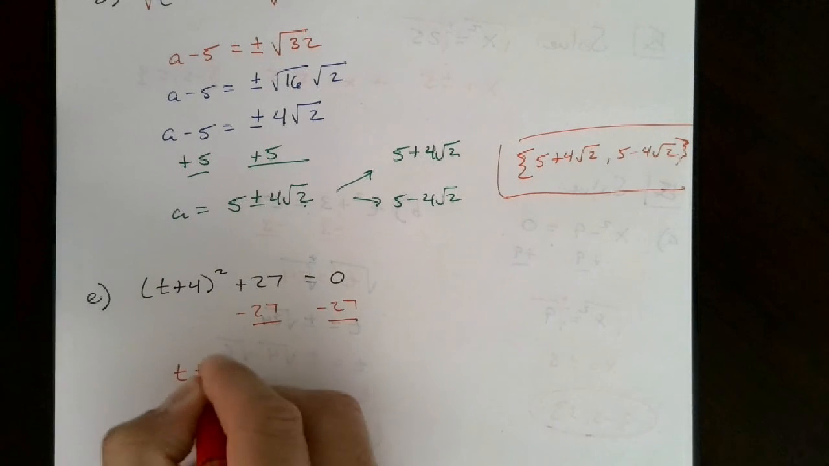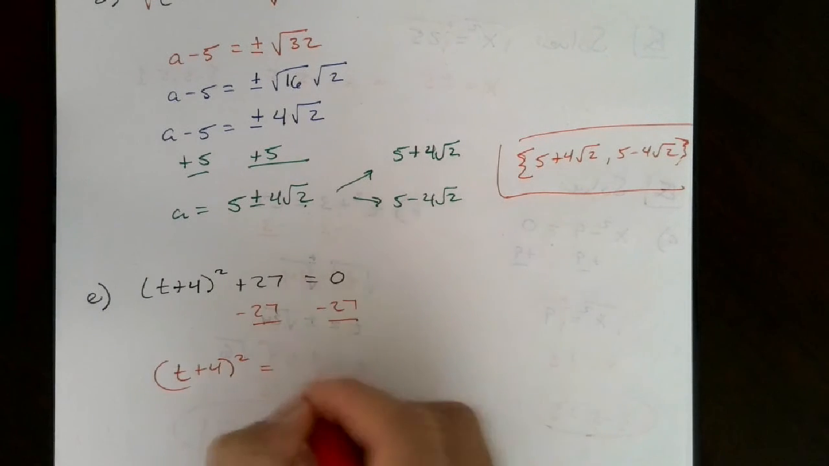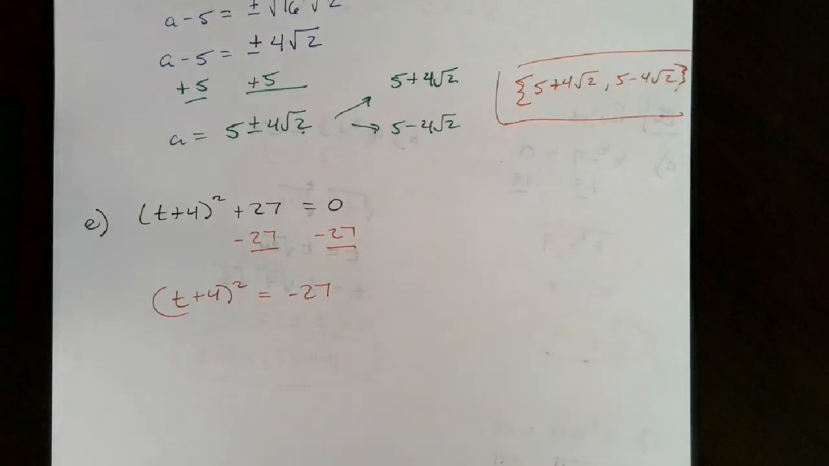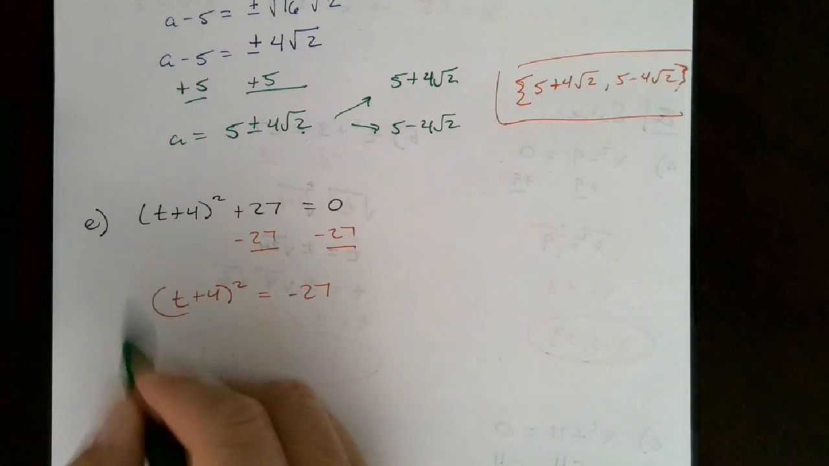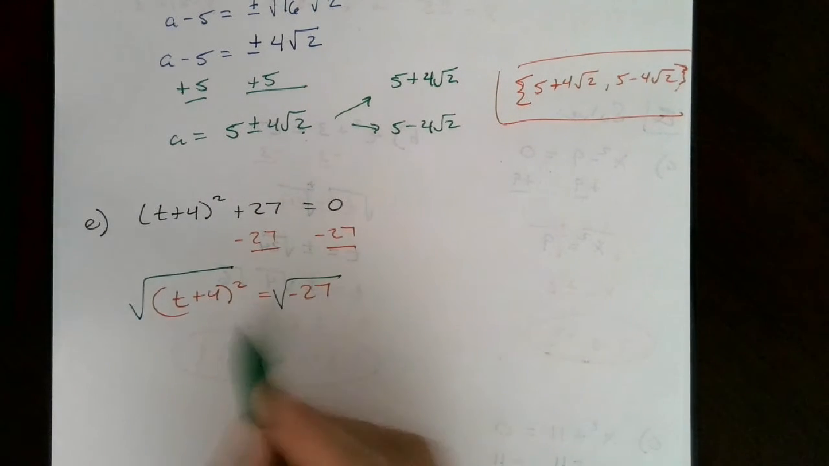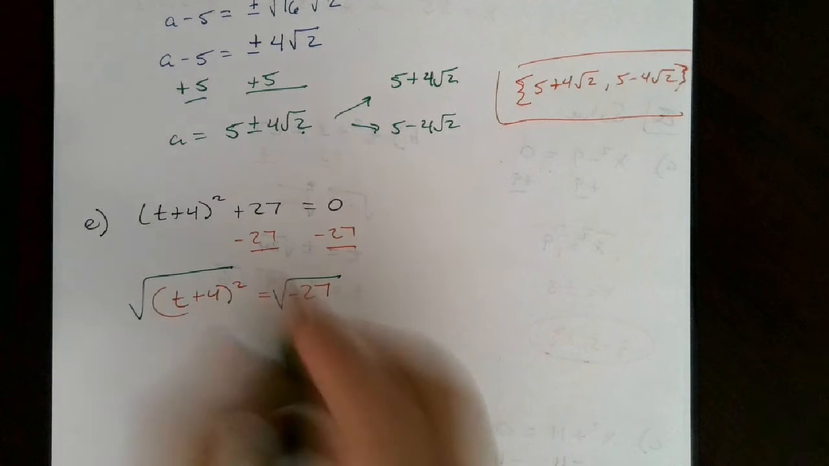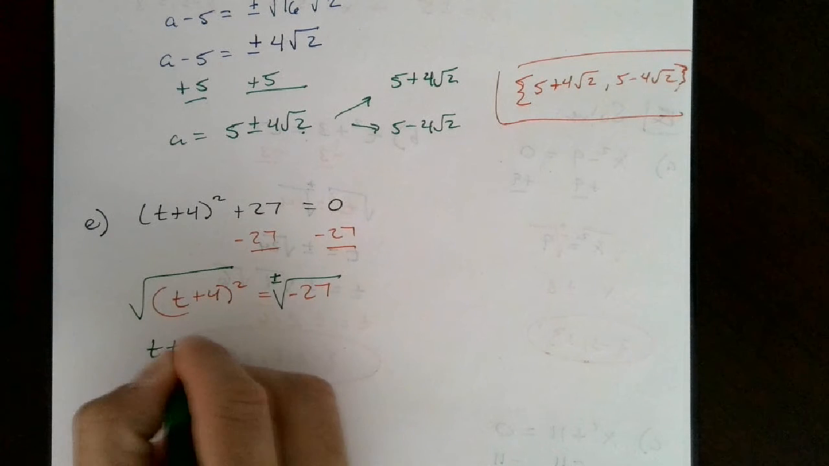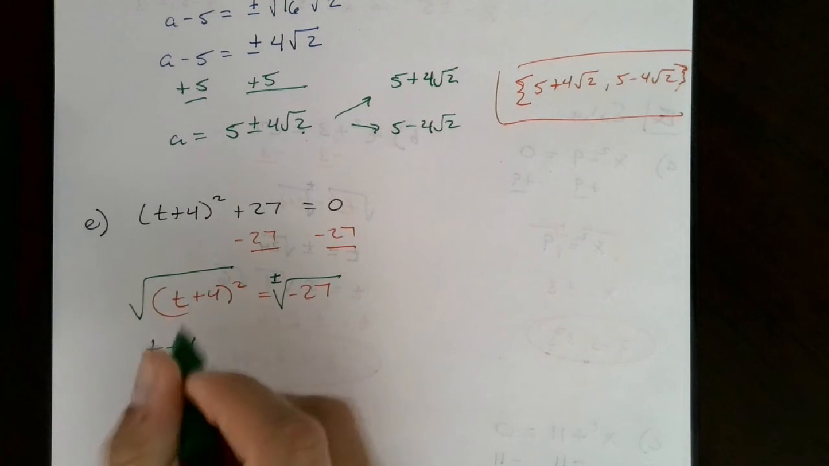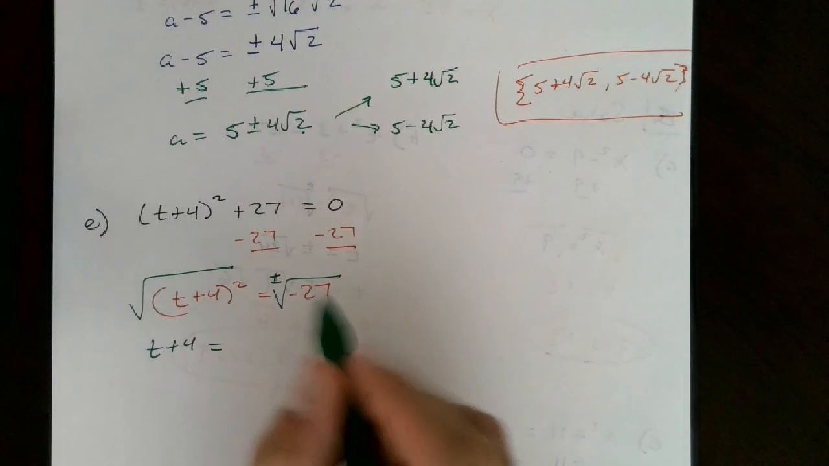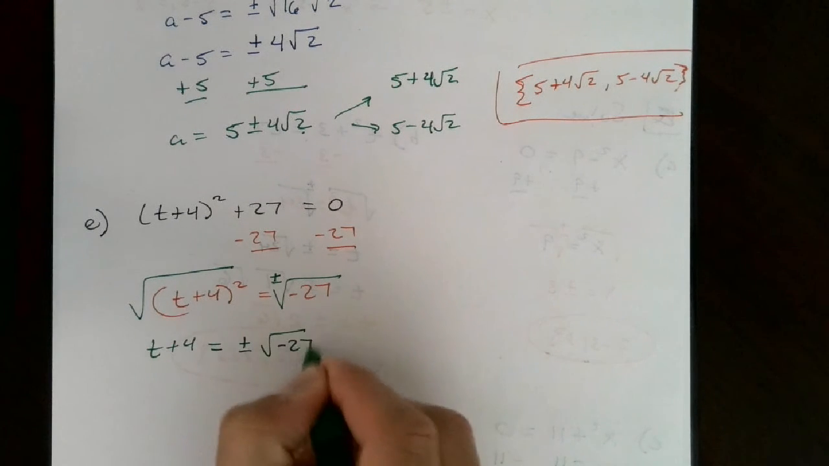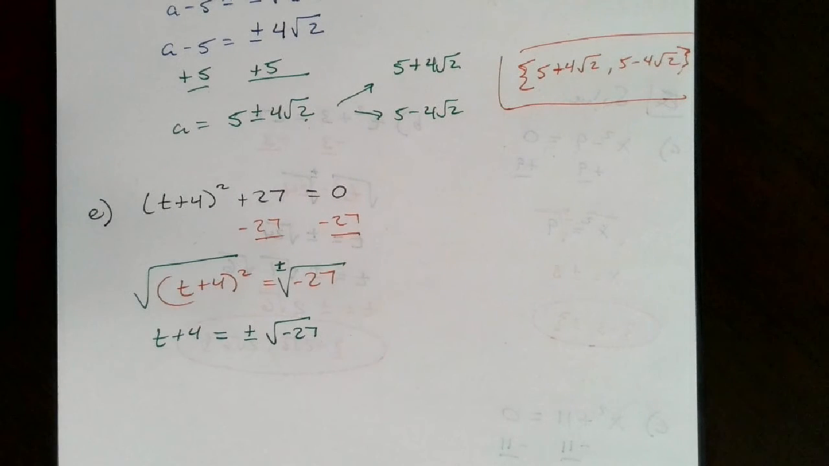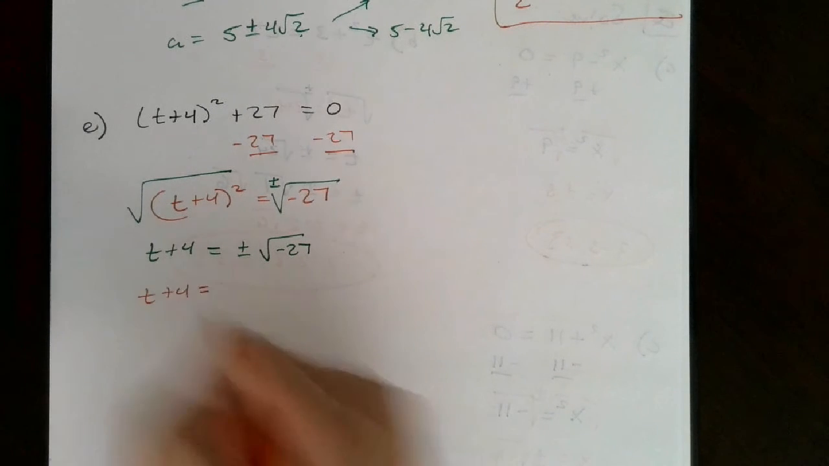And I end up with t plus 4, the quantity squared, equals 0 minus 27, which is negative 27. Now that I've isolated this perfect square and the constant is on the other side, I'm able to take the square root of each side. Remember, you only can do this if there are no variables present on the other side. So when we take the square root, you're writing plus or minus. So we end up with t plus 4, because the square root of the perfect square just gives me the argument on the inside, t plus 4, equals plus or minus the square root of negative 27. Let's simplify the square root first, then we'll isolate t. So I have t plus 4 equals plus or minus.